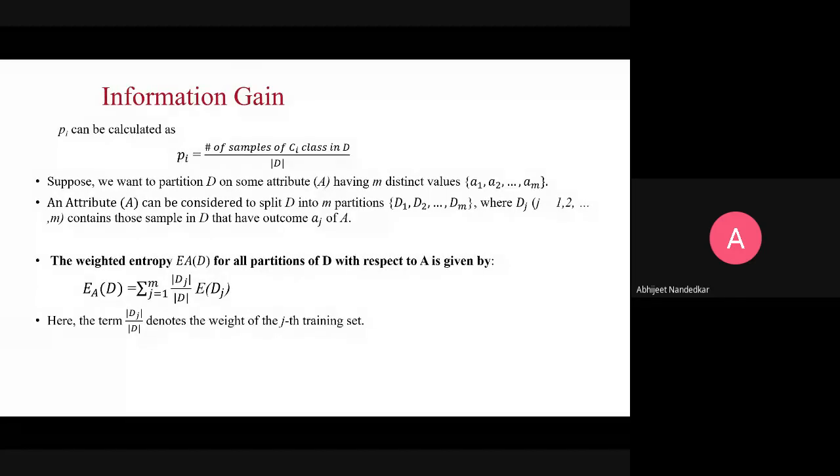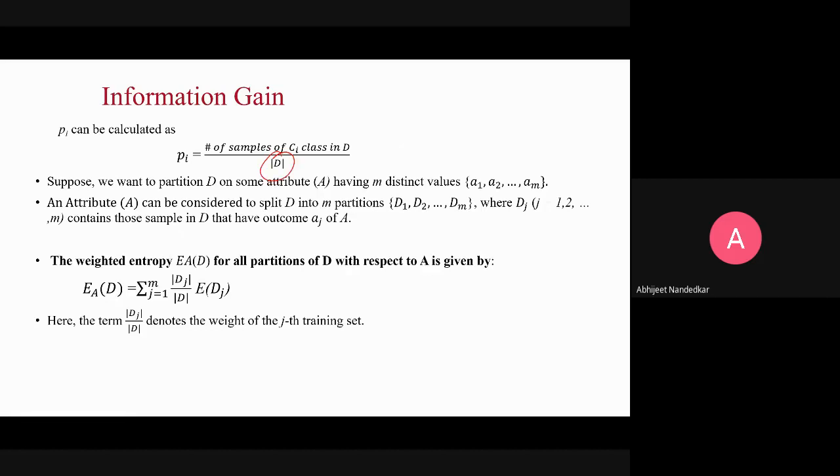Now the information gain calculation requires the probability. The probability for each class you can calculate as the number of samples of class Ci in D. Just count how many there are. We'll take an example so that this will be more clear. For each class you count how many samples exist out of the total number of samples.